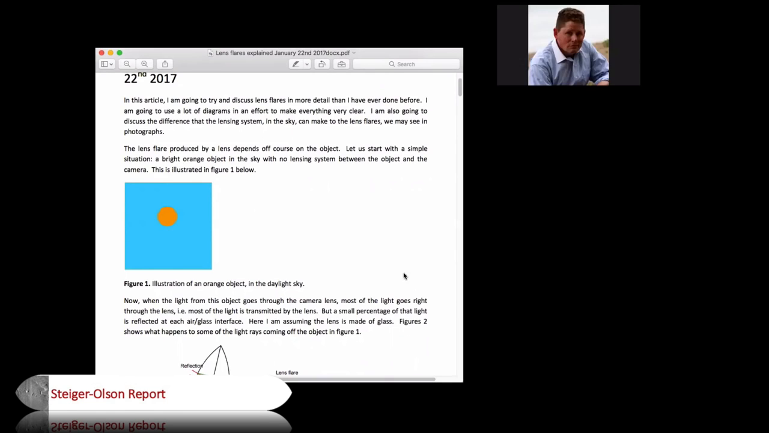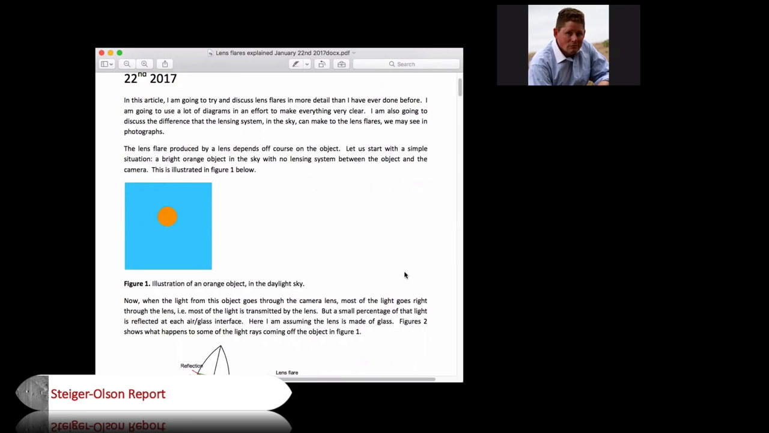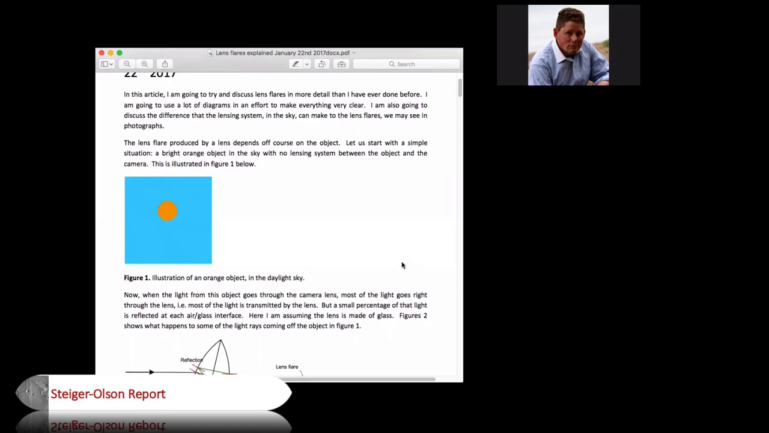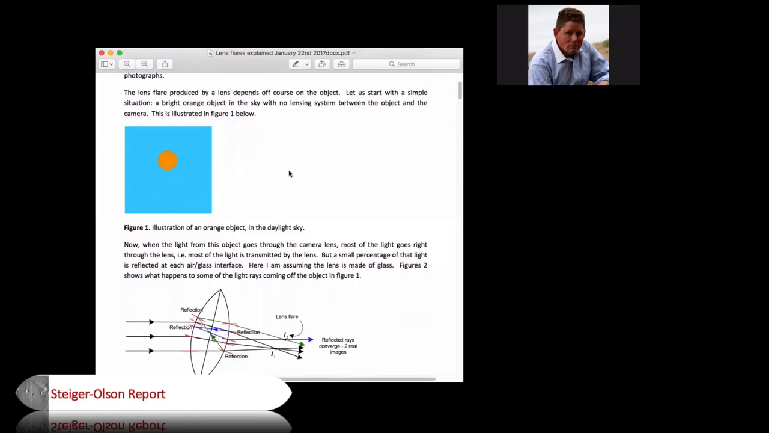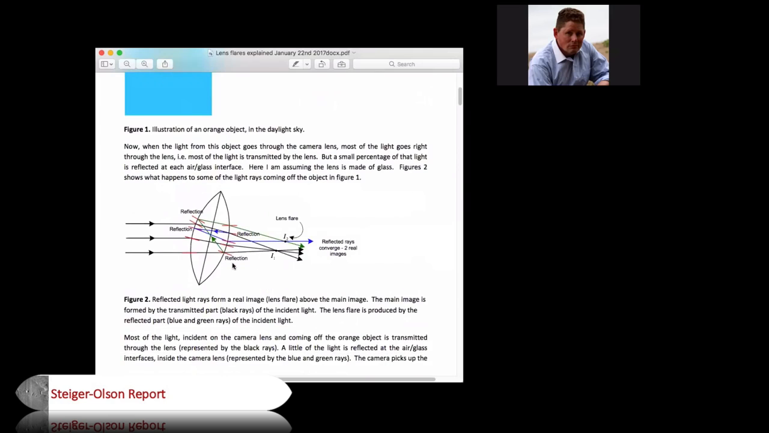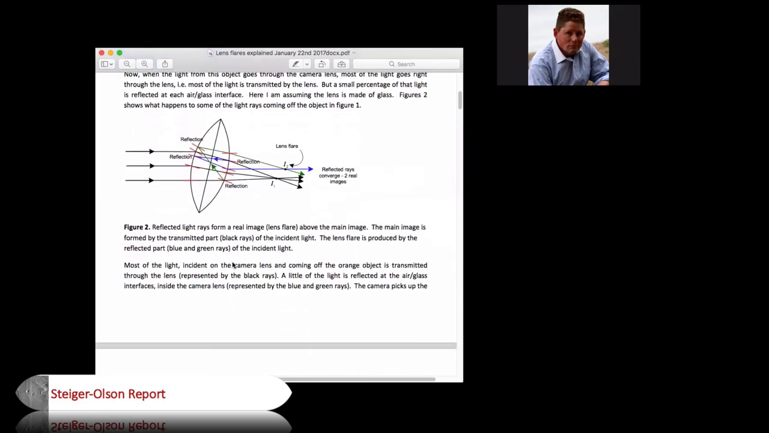In this article, we are trying to discuss lens flares in more detail than we've ever tried before, and that's why I think this is the authoritative paper on lens flares in the Nibiru, Wormwood, Planet X, brown dwarf community. A lot of diagrams are used in here. Lens flares depend, of course, on the object. Let's start with a simple situation of bright orange light, and then as you look through a lens, we explain how lens flares are created in lenses.